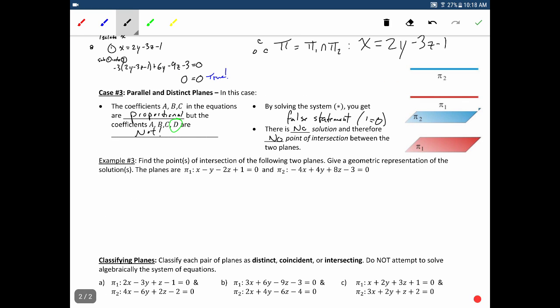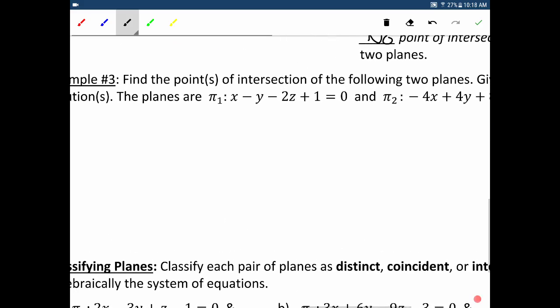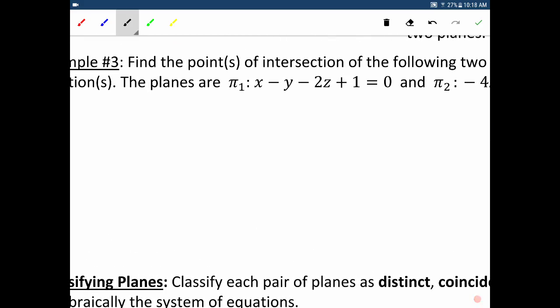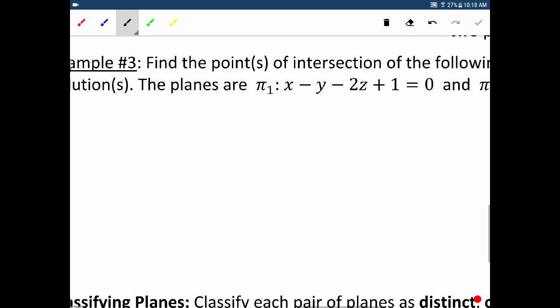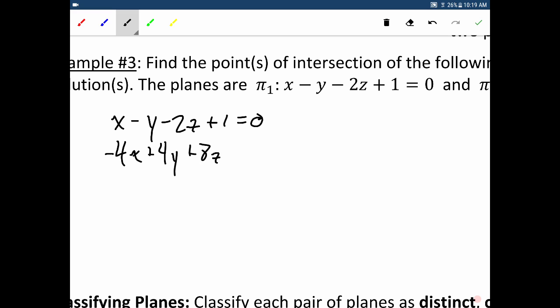Okay? So let's fire through this. I'm going to do this one pretty quickly. So we're going to start by just writing out the system of equations here. So we get x minus y minus 2z plus 1 equals 0. And then the other one is minus 4x plus 4y plus 8z minus 3 equals 0.